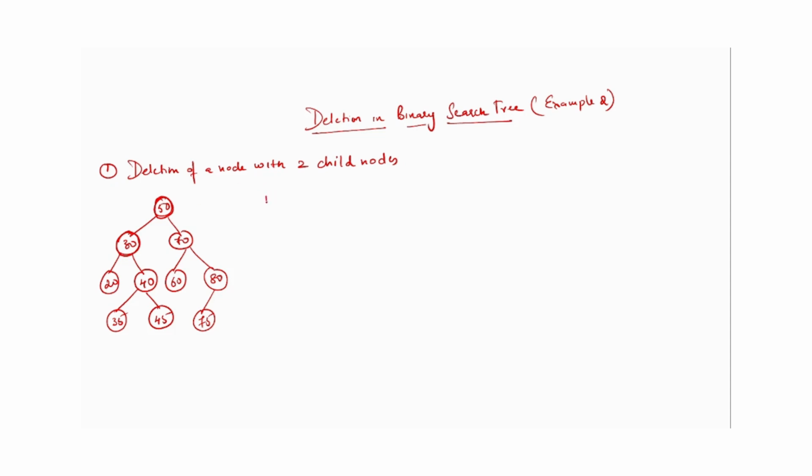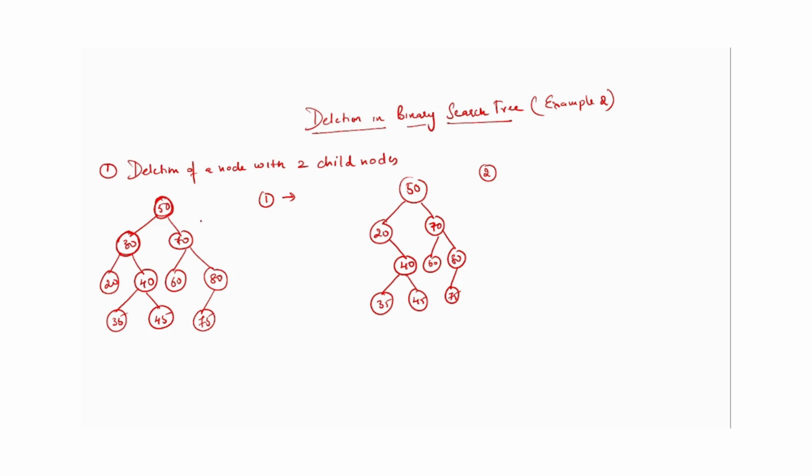so I need to replace 30 with the largest element of the left subtree. In the first case I will replace 30 with the largest element of the left subtree, right? There is only one element, 20, so that is the largest element, so I'll replace 30 with 20. 50 stays as it is, and the rest of the tree remains exactly the same. Okay, this is case 1.